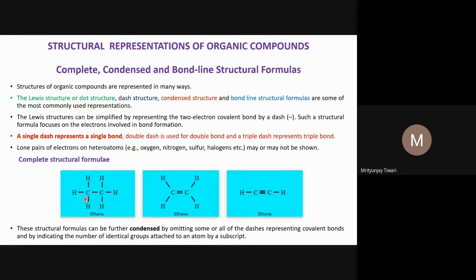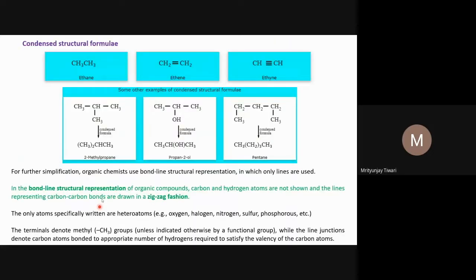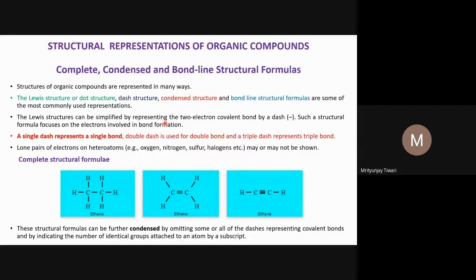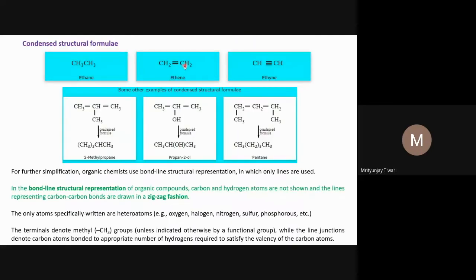One can write CH3 dash CH3. This will also be a condensed formula, or CH3CH3. So one can write ethane as CH3CH3, and that will be the condensed structural formula. Similarly, I can write CH2 double bond CH2, or CH2 double dash CH2, or I may not write even this double bond or double dash. I may not represent it with this. CH2CH2 will also be a condensed structural formula for ethene.